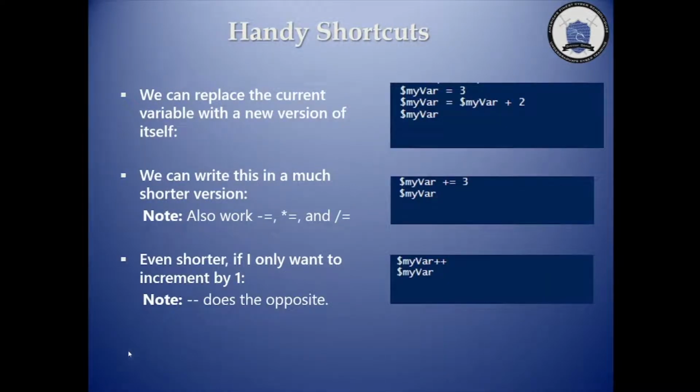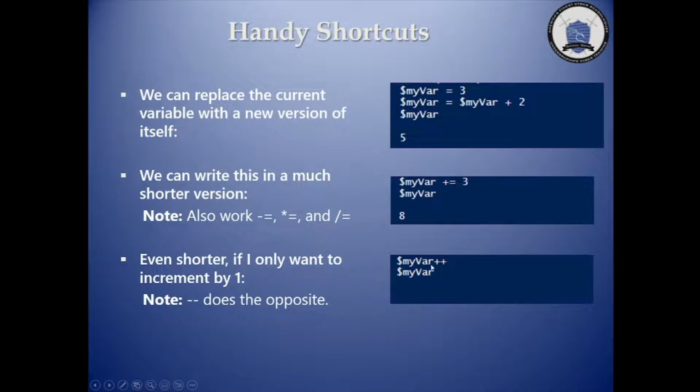Alright, so here's a handy shortcut you can do in PowerShell. So at the top here, we've got myvar is set equal to 3, and then we're doing myvar equals myvar plus 2. So what this is going to do is it's going to reassign myvar to be 3 plus 2. So you see this will be equal to 5. Now we've got myvar plus equals 3, so that will be 5, and then again it's going to reset it, now it should be 8.